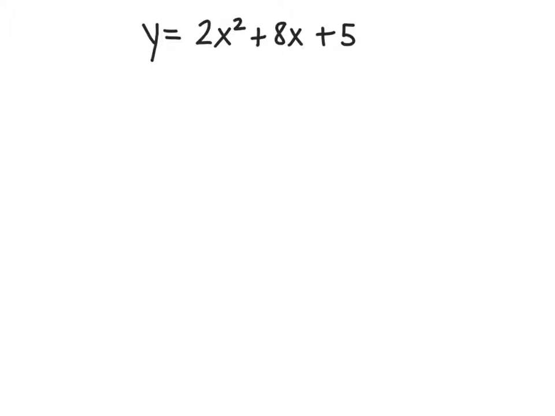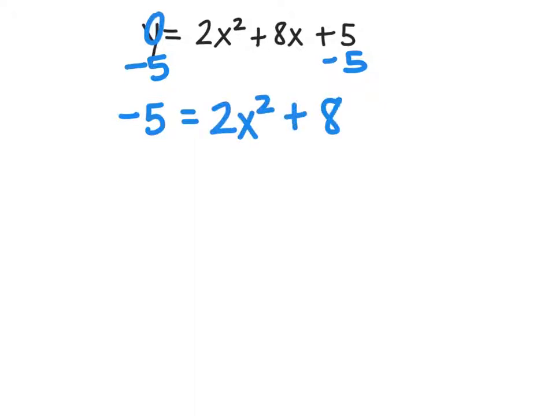All right, so first thing that you're going to do, just like yesterday, is change the y to a 0, and try to get the c term, remember that's this term back here, to the other side. It just makes it a little bit easier. So I'm going to subtract 5 from both sides. So I end up with negative 5 equals 2x squared plus 8x. Okay, from here, this is what you want to do next.